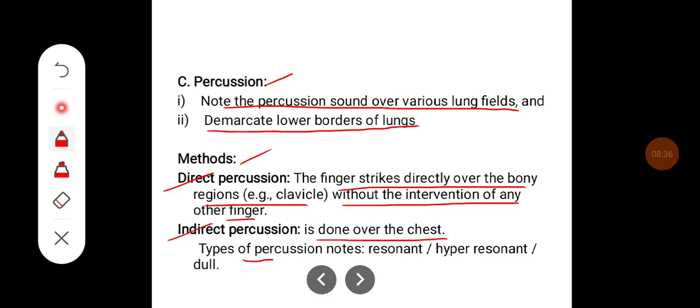There are different percussion notes, which can be resonant, hyperresonant, or dull. Normally, all over the lung field areas where the alveoli are present, the note will be resonant. If the air in the alveoli increases, there can be a hyperresonant note, which can occur in emphysema. And if the alveoli are replaced with water, fluid or solid substances, then it can be a dull note.